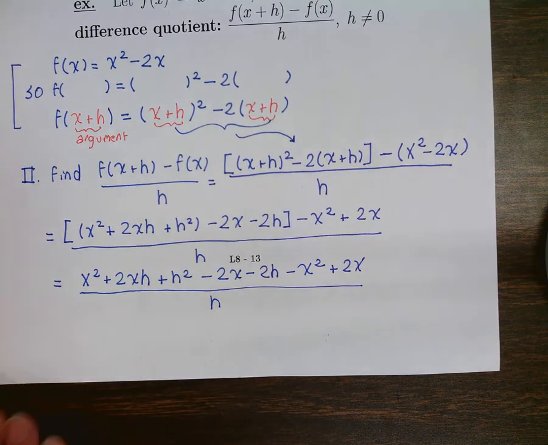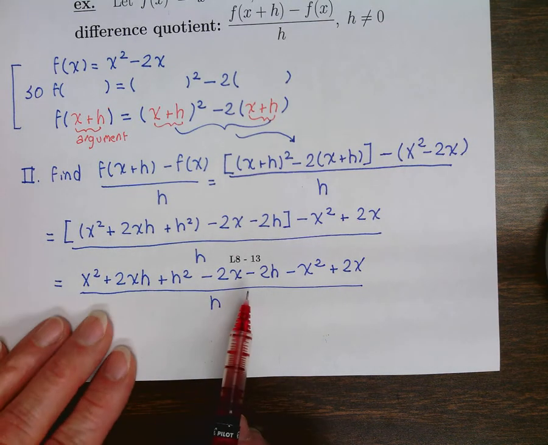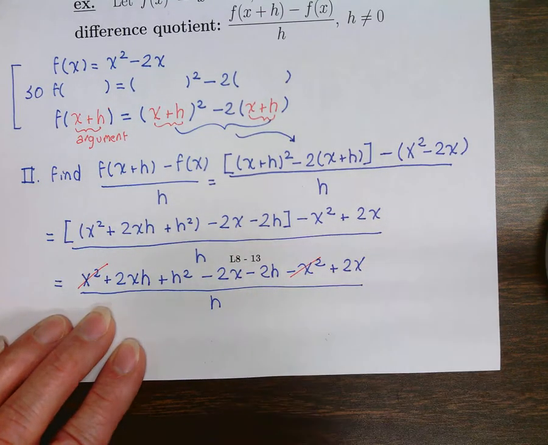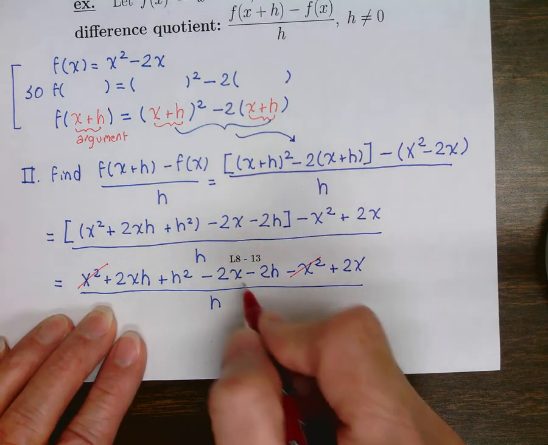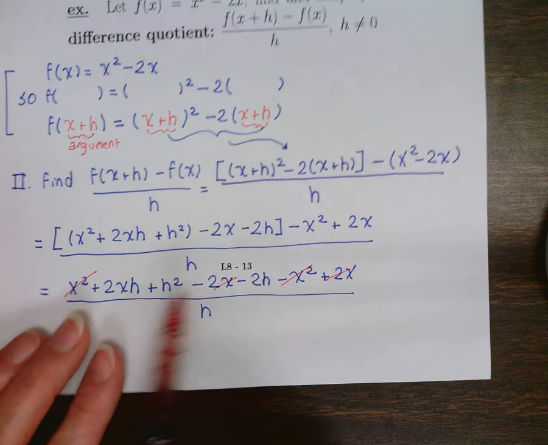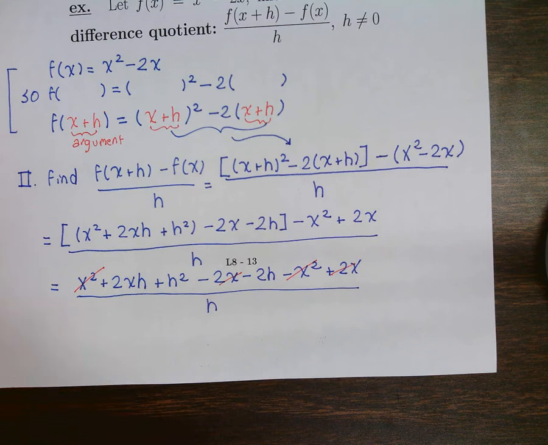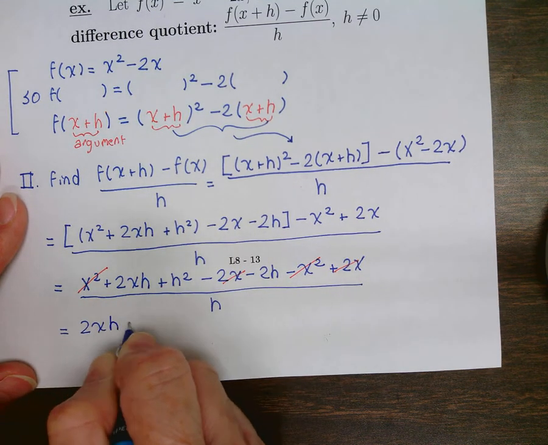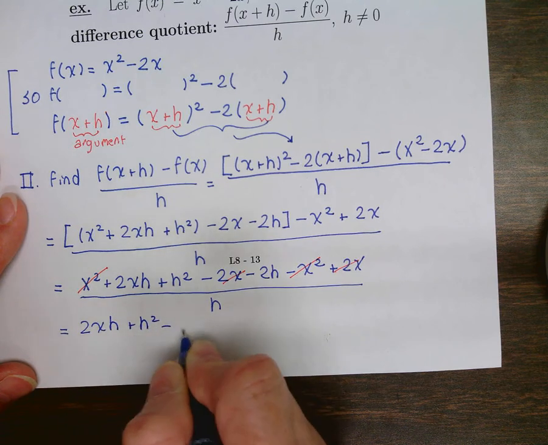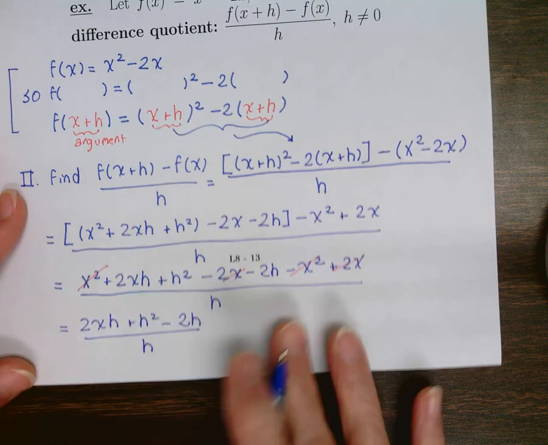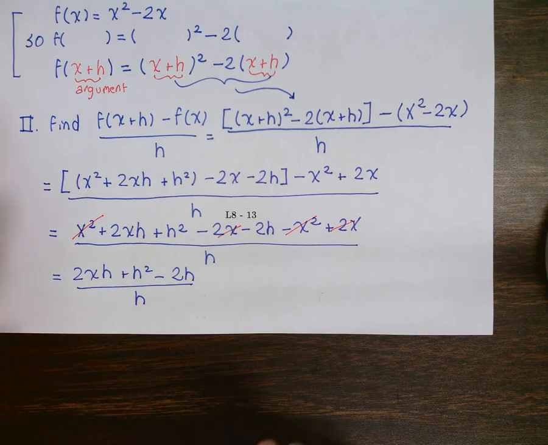Okay, now what do we get? This is the fun part. We observe that we have some cancellations. The x squareds cancel. Okay? The 2x's cancel. And what are we left with? We're left with 3 terms. And notice that there's an h in each term.